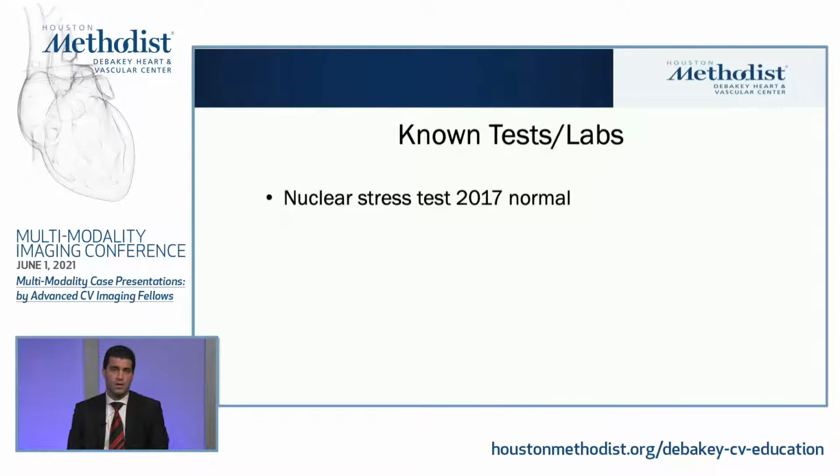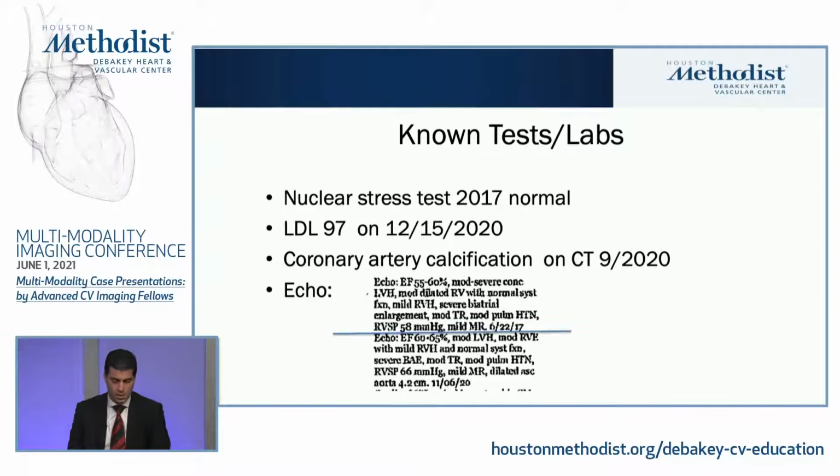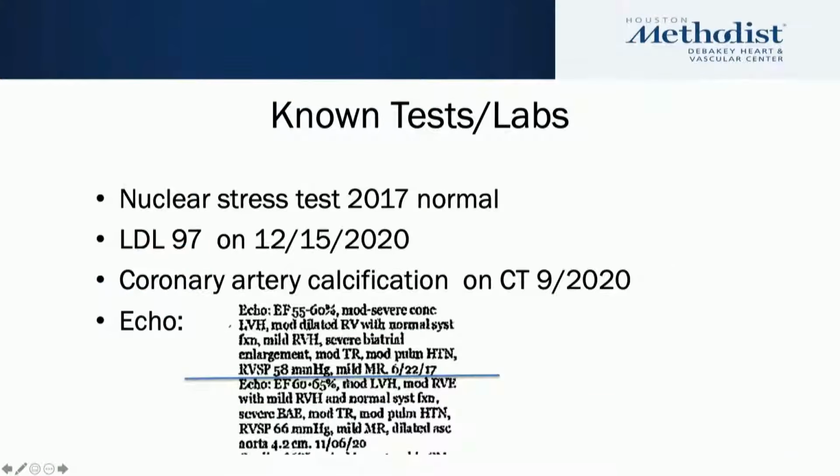So his known cardiac tests and labs, the ones that are relevant for us: the nuclear stress test was normal in 2017. He has a cholesterol less than 100, at 97. He has coronary artery calcification on CT in September of last year. And he has 2 echoes. Here I'm going to show, the first one is in June of 2017, the second one is in November of 2020. I do believe there were 2 different providers, if I'm not mistaken.